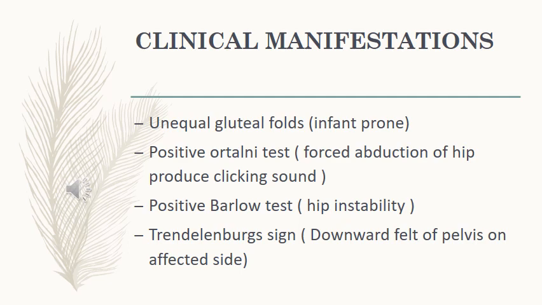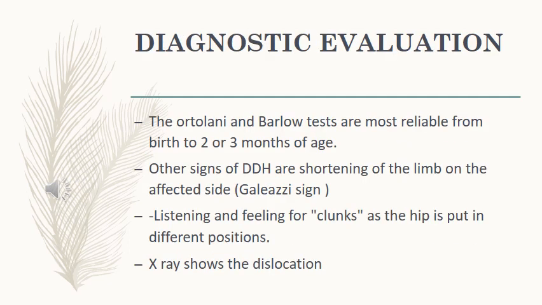Then the Barlow test: the hip is unstable. Then Trendelenburg sign, that means the affected side pelvis is downward. Diagnostic evaluation: Ortolani and Barlow tests are positive, Galeazzi sign is positive, listening and feeling for clunks as the hip is put in different positions, and X-ray shows the dislocation of the hip.